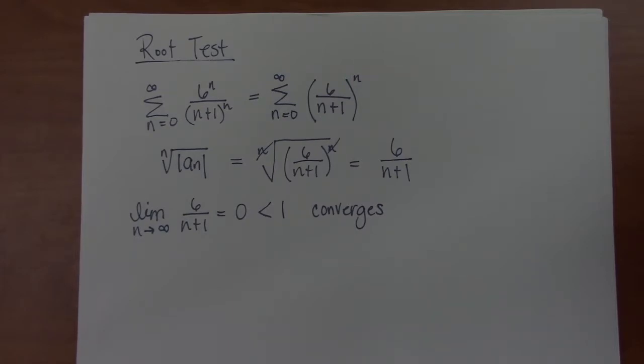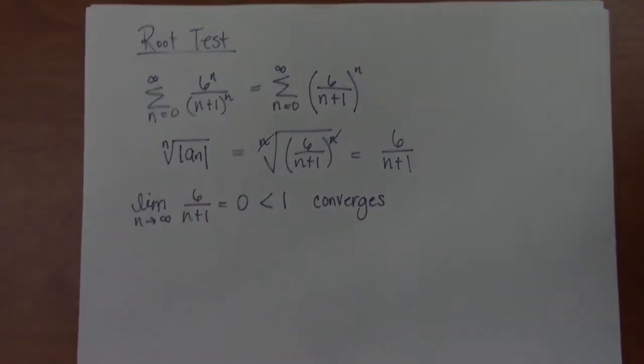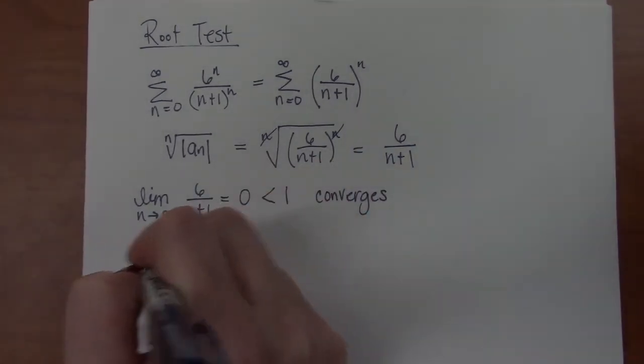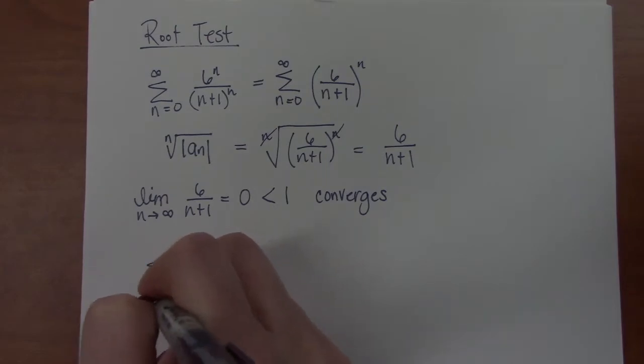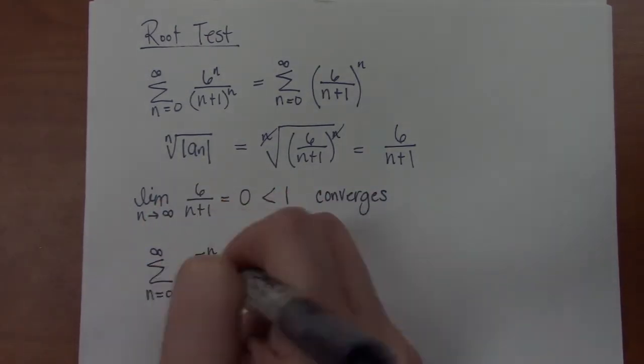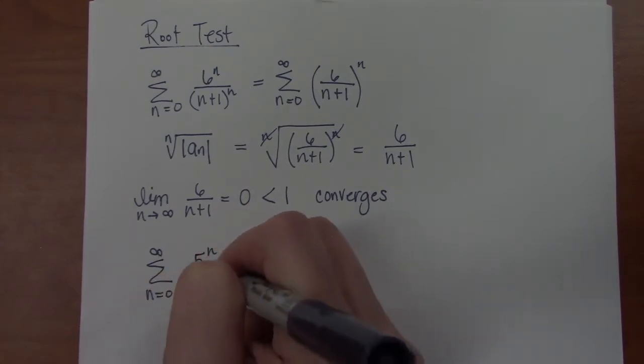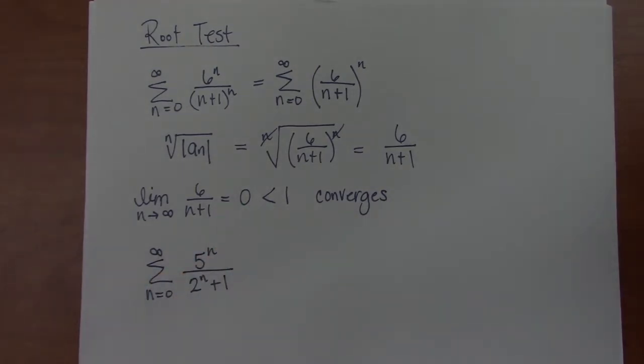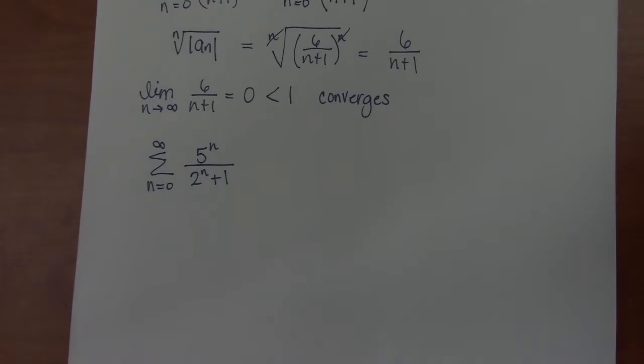If it's inconclusive, if it equals 1. All right, so I want to show you one more example which you can use the root test for. So this guy, it's not everything raised to the n, so it's kind of hard to regroup. So what I can do is this is also kind of a manipulation of the geometric series.